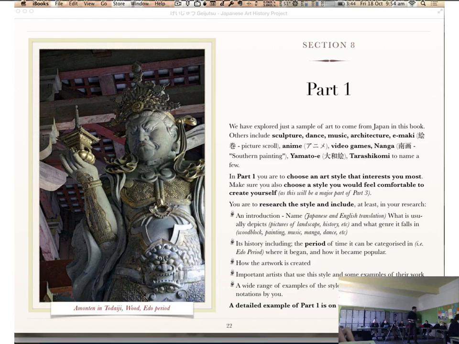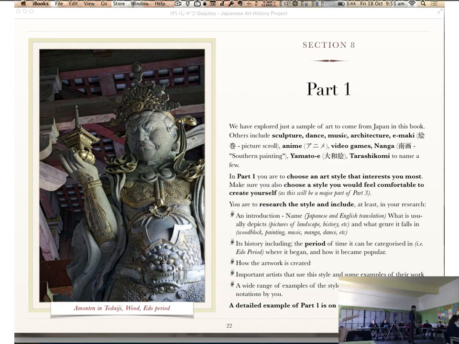Okay. And then I want you to show me a range of examples of this artwork. Okay? And you need to label them and make annotations on the artwork. Okay? You can't just give me an image. You need to give me the image, talk about the image itself, who made it, when, what style, what date, okay? And also some of your annotations. So it's really important that you do that. That's part one of your project.